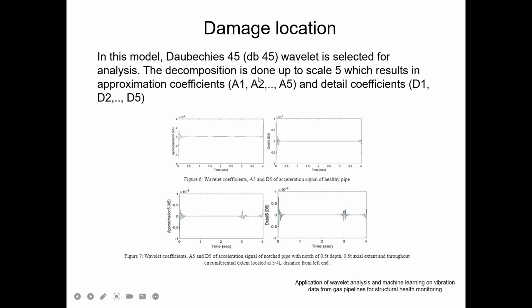The decomposition is done up to scale 5, which results in approximation coefficients from A1 to A5, and detail coefficients from D1 to D5. As we can see in this figure, there is disturbance in A5 and D5 coefficients at 3 seconds of the time. This indicates that there is a defect at a location when the load is at distance 3 seconds away from its starting location.